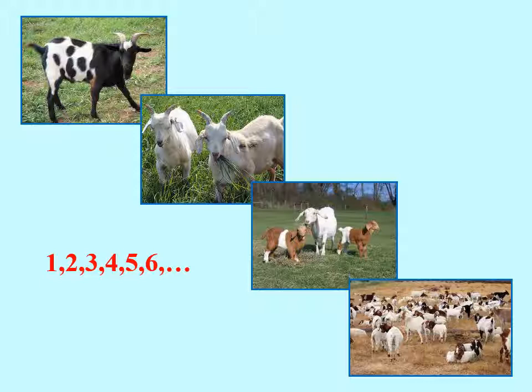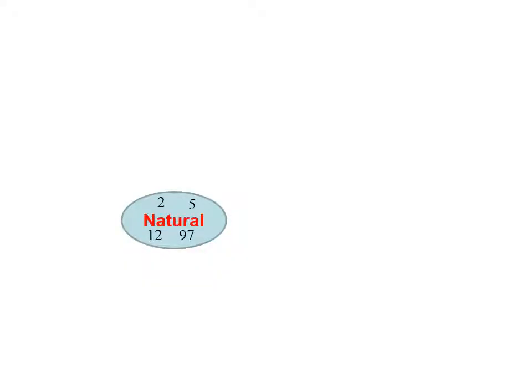Now, looking back at that today, we use a name for those sorts of numbers. We call them counting or natural numbers. So in this diagram, we're going to use a circle to represent the set of natural numbers. And I put a few representative things inside of the circle.